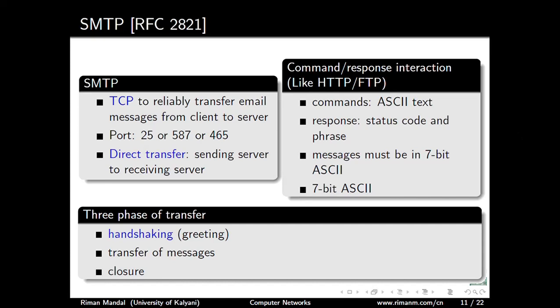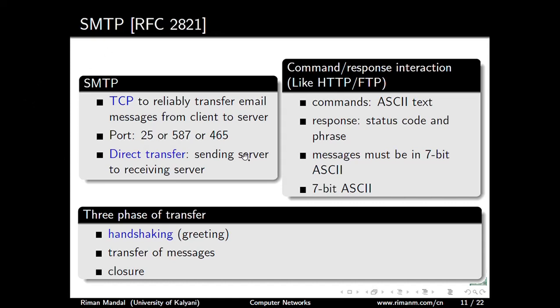TCP is reliable transfer, so TCP will ensure that the email from the client to the server will be delivered properly. SMTP uses three different ports, and you can use any one: port 25, port 587, or port 465. Port 465 is basically the secure one that uses SSL for security purposes.